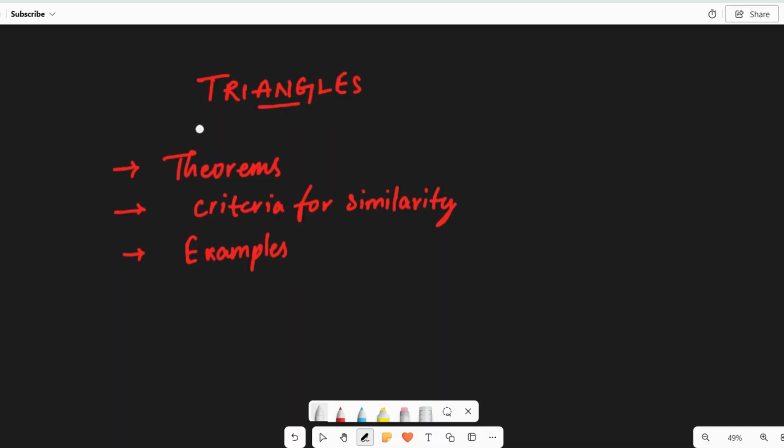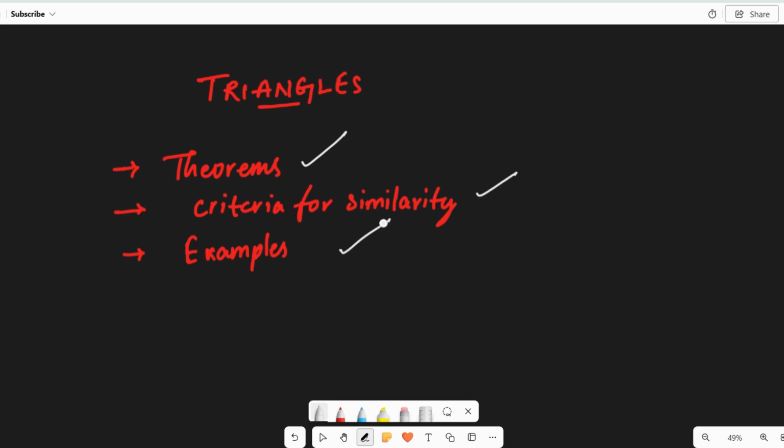Hello everyone, welcome back. Today we are diving into an essential and fascinating topic from geometry, the similarity of triangles. We'll cover key theorems, criteria for similarity, and basic examples that will help you understand how similar triangles work and how to apply these principles in problem solving.